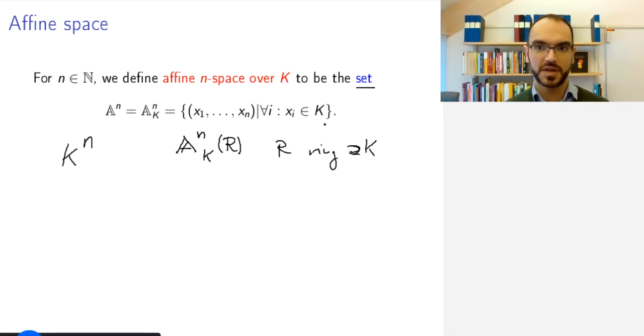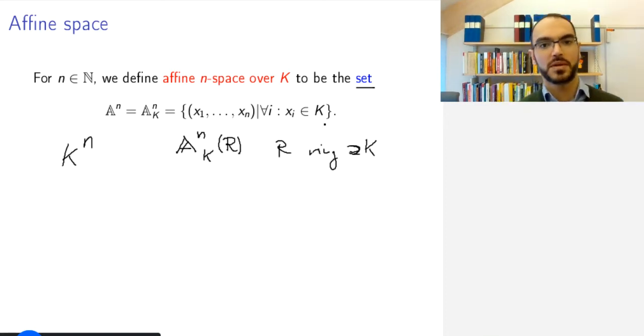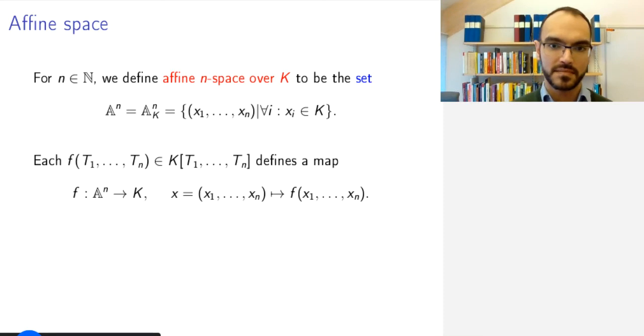When you work over an algebraically closed field, the field itself somehow contains enough information that you don't have that much motivation to look into rings containing that field, because of their algebraic closure. So affine n-space is just n-tuples of elements of K. And so each polynomial in the polynomial ring in n variables, same n, will define a map from affine n-space to K simply by evaluation. So wherever you would have put your variables in the polynomial, you put the coordinates of this point.